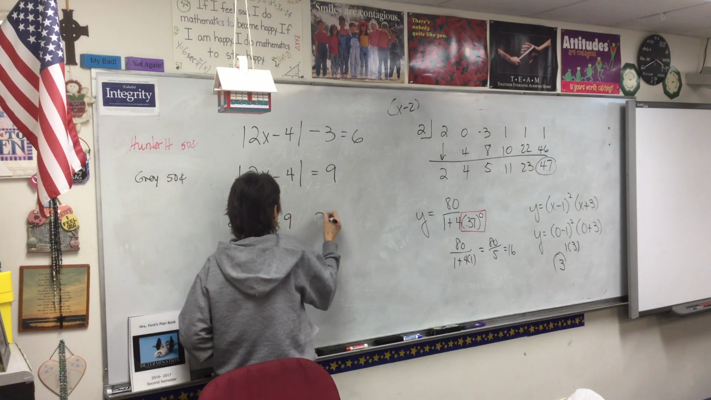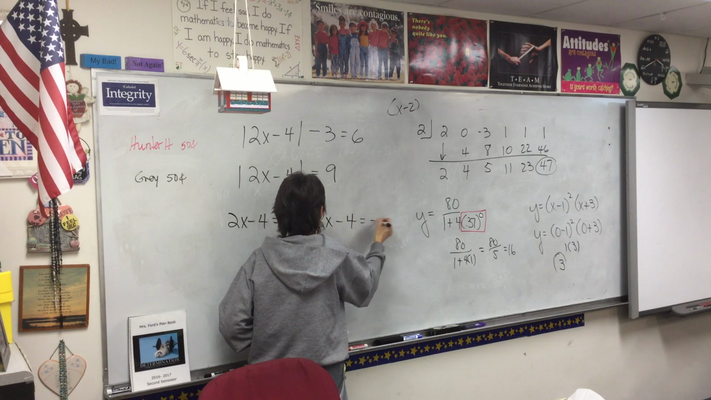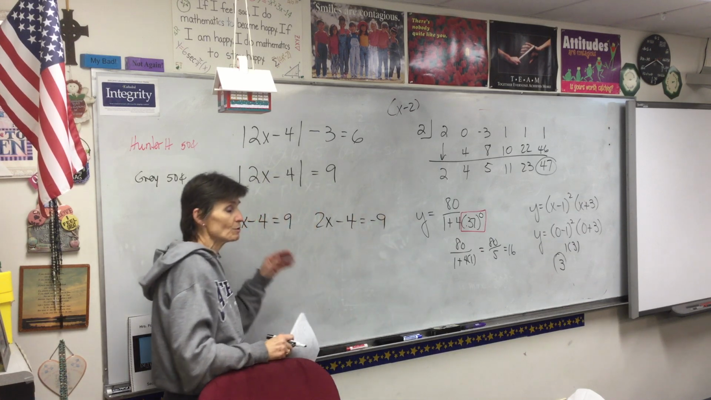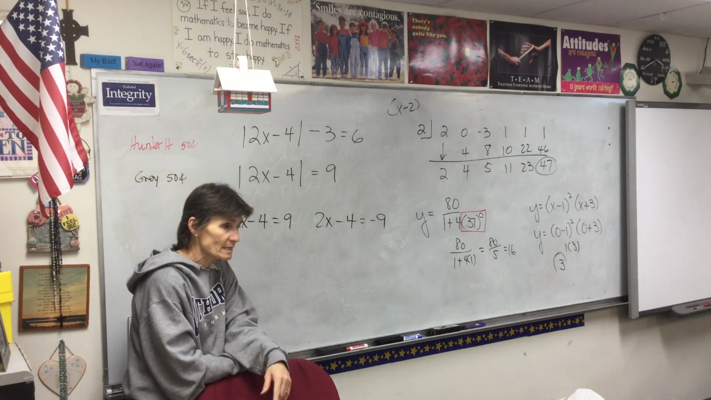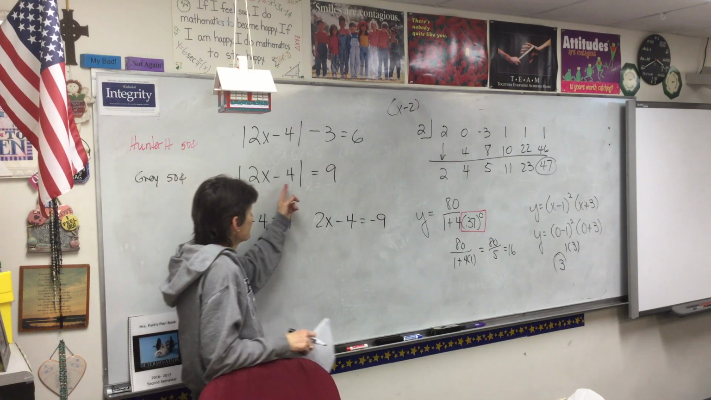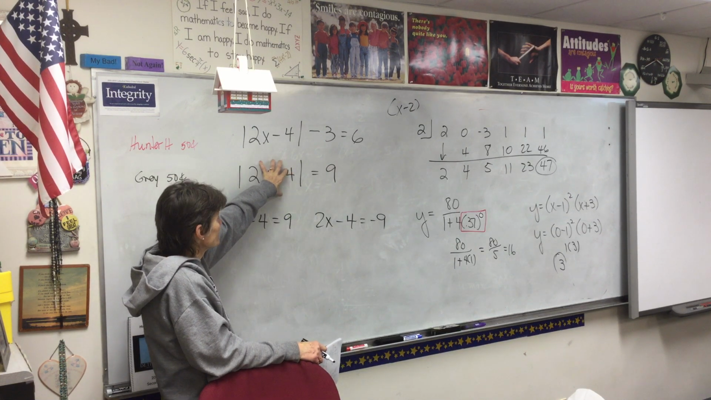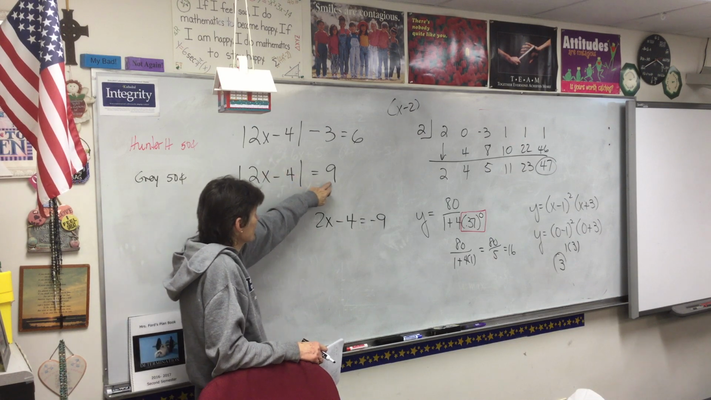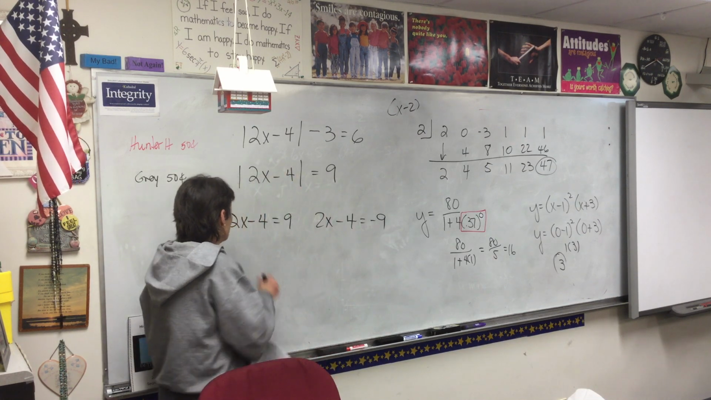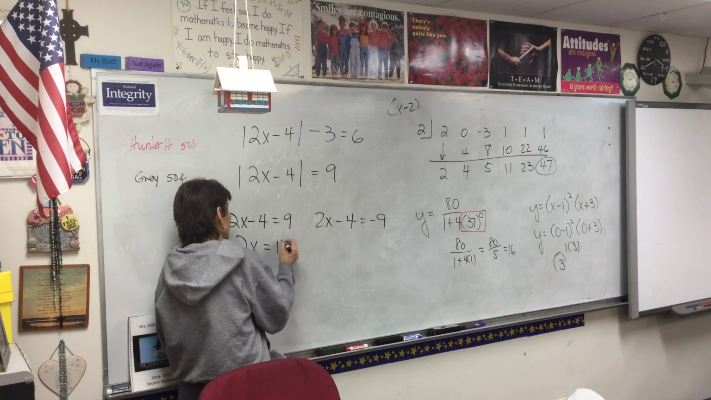Alright, this is the way Sam likes to do it, and it's perfectly okay. So if this is the way you do your absolute values, it will work every single time. 2x minus 4 equals 9. Notice, this doesn't change. This stays the same. It equals 9 or it equals negative 9. And then you just solve these little equations.